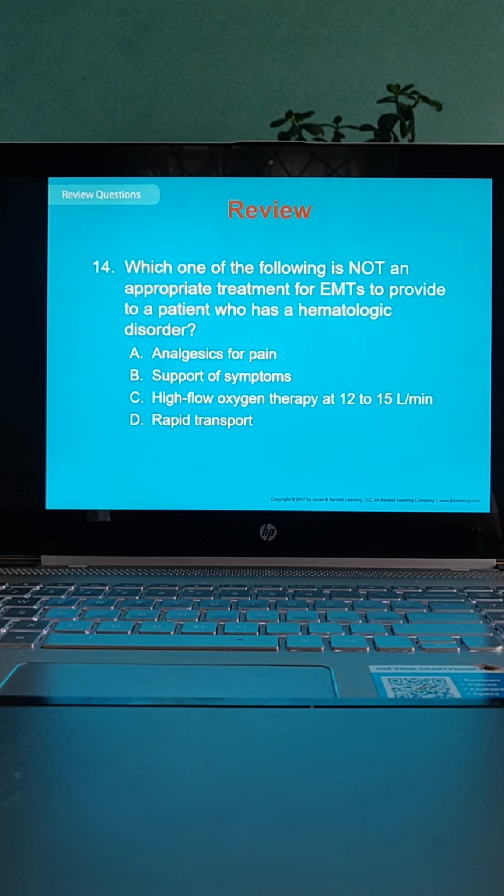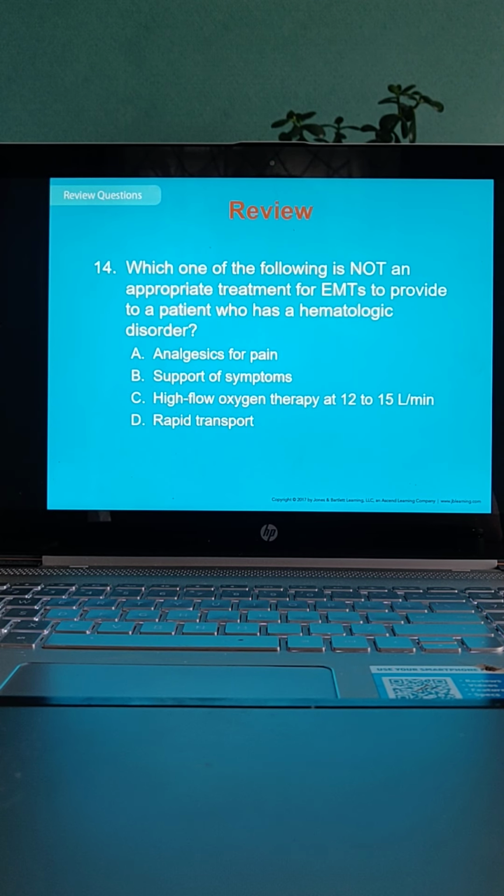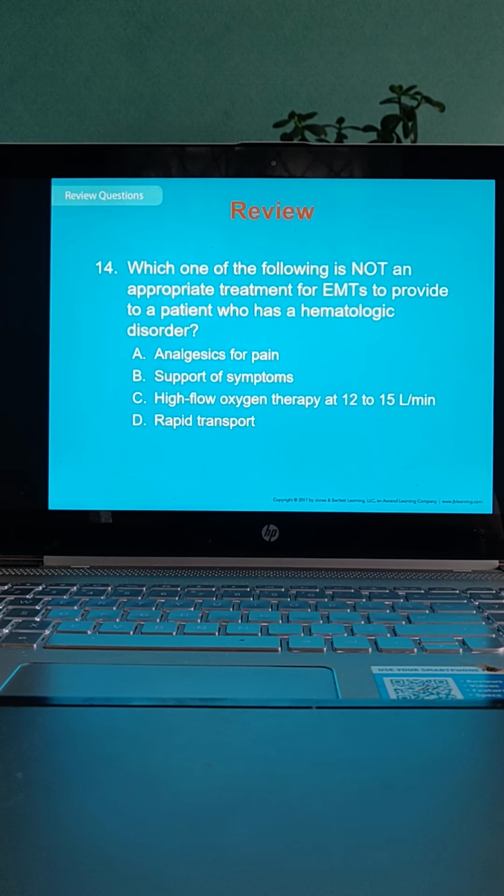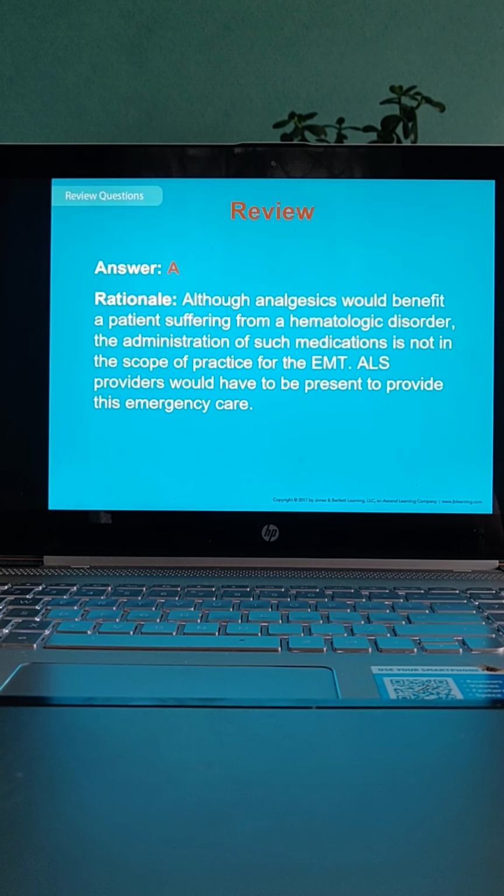Which of the following is not an appropriate treatment? Would you give them rapid transport? Yes. Would you give them high-flow O2? Yes. Would you support and treat the symptoms? Yes. Would you give them analgesics for pain? You don't give analgesics. So the answer is A.